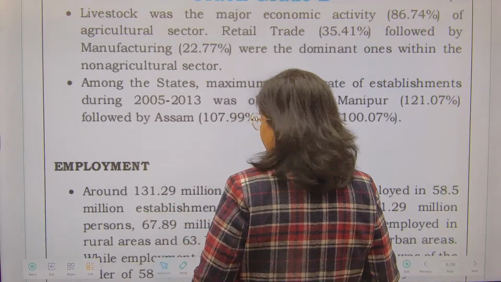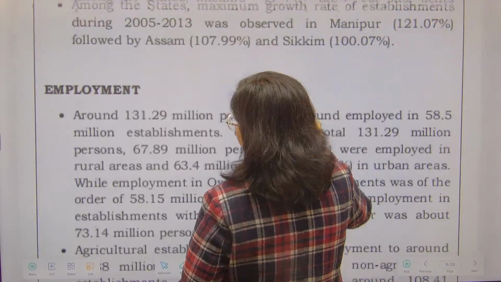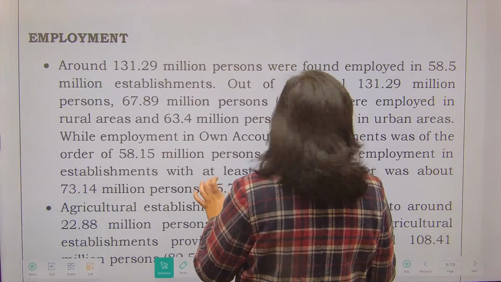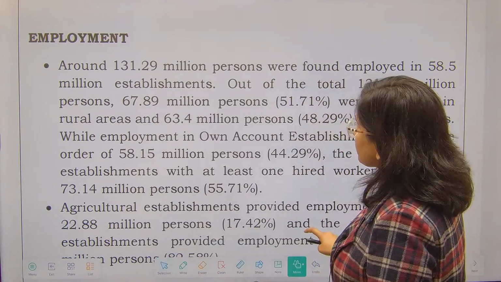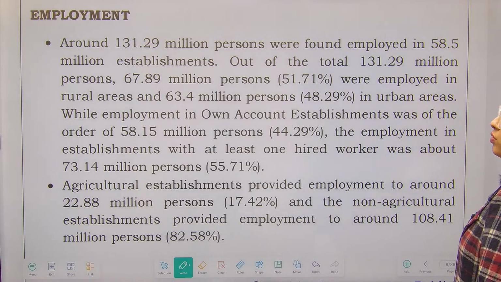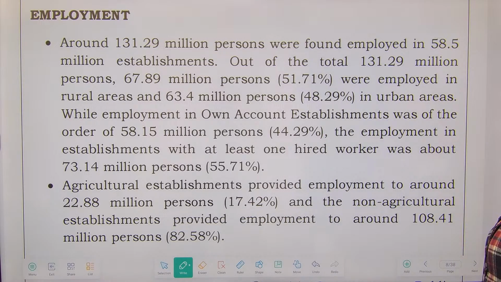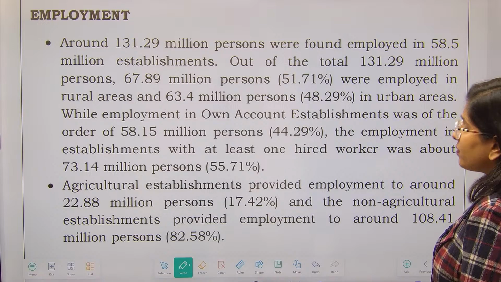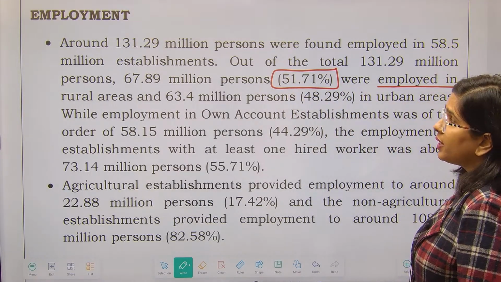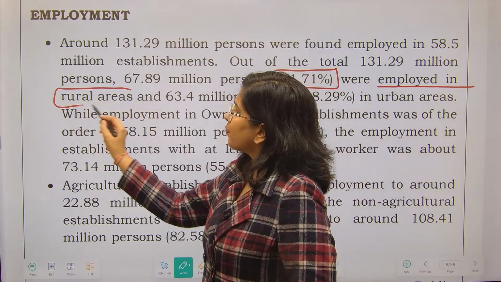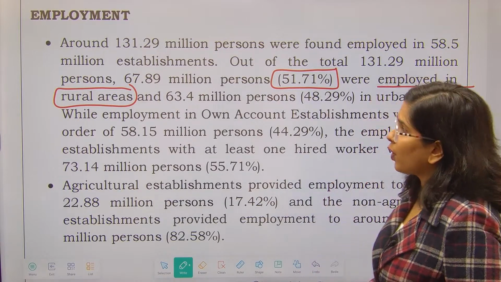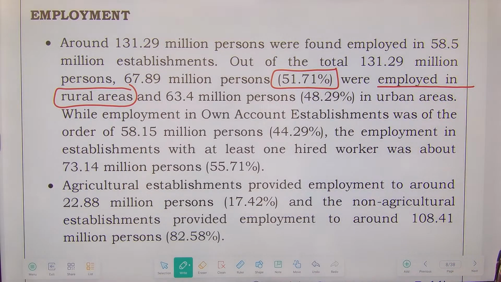Now, having talked about it, we'll be talking about the employment related data. In the employment related data we will be focusing on the rural and urban split. Yes. So around 131 million persons were found to be employed in the 58.5 million establishments that we have seen, right? Out of these total people, 51.71 percent were employed in the rural areas, right? So this data is important as we talk about human resource. 51% of people were employed in the rural areas and the remaining in the urban areas.